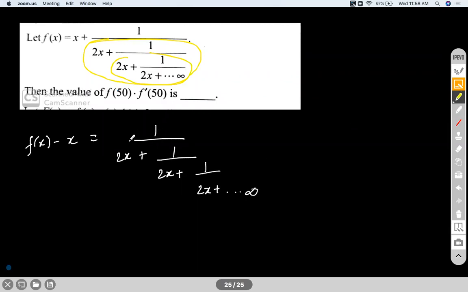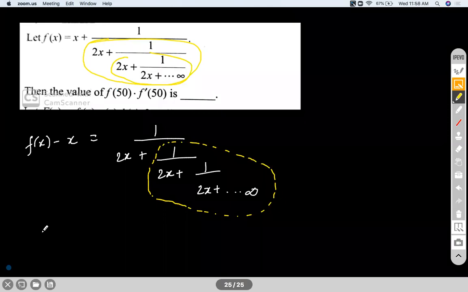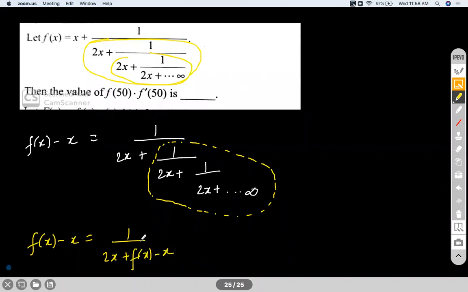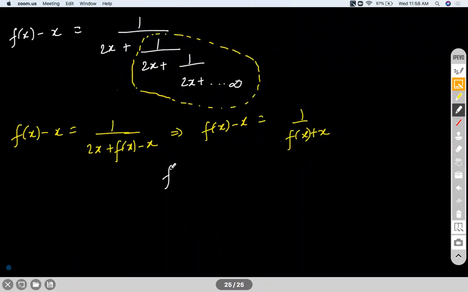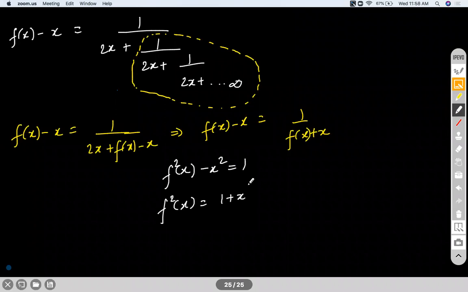The same term here, can I say this is actually f of x minus x itself? Yes, f of x minus x is actually 1 by 2x plus f of x minus x. Which means f of x minus x is 1 by f of x plus x. Cross multiply. So f square x minus x square is actually 1. So f square x is 1 plus x square.